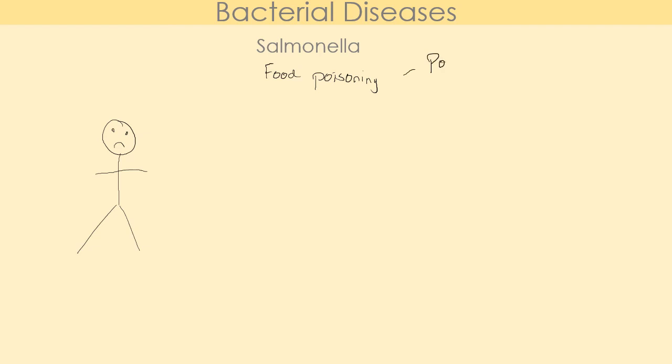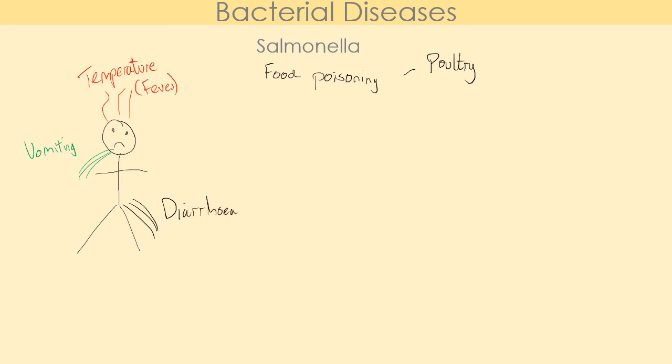We're now going to look at some bacterial diseases. First off, we're going to look at Salmonella. Salmonella is more commonly known as food poisoning, and we typically get it from eating undercooked food, particularly poultry, such as chickens. If you have Salmonella, you will have a high temperature, or a fever. You will also experience vomiting, stomach cramps, and diarrhea. The treatment for Salmonella is antibiotics.